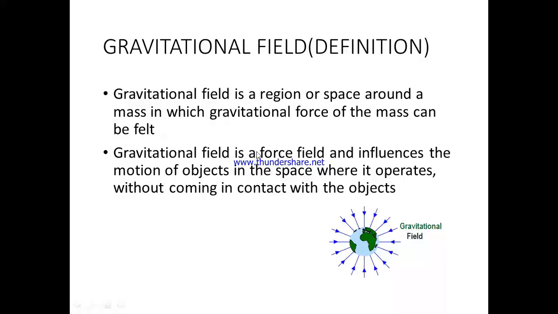So moving to gravitational field. A gravitational field is a region of space around a mass in which the gravitational force of the mass can be felt. Like in this diagram you see, the arrows pointing, that is the field. Another definition is a force field that influences the motion of objects in the space where it operates without coming in contact with the object.